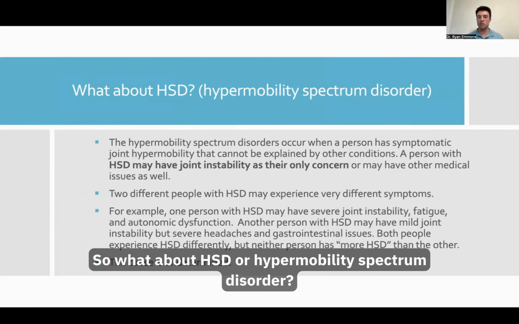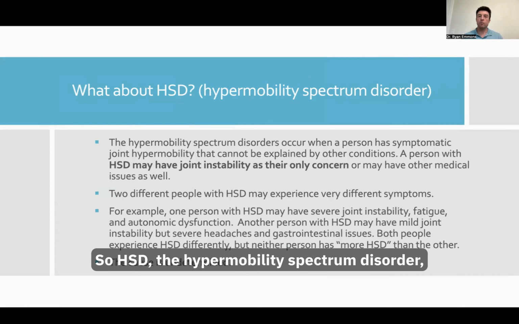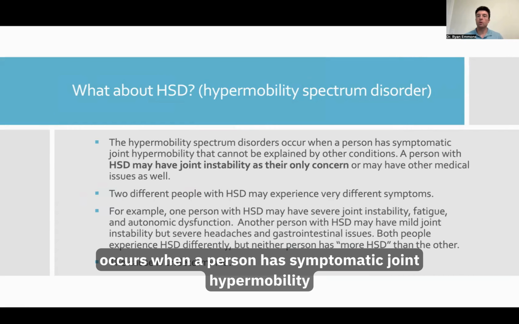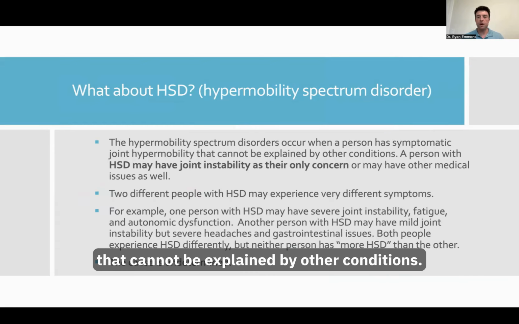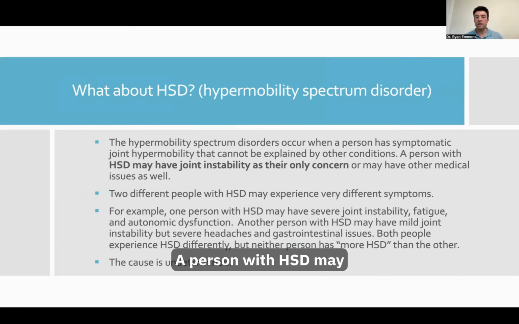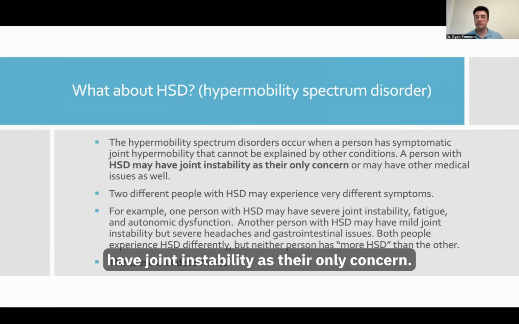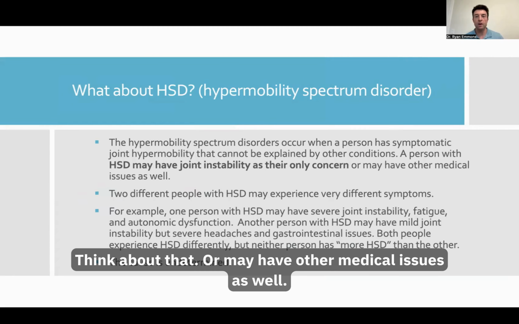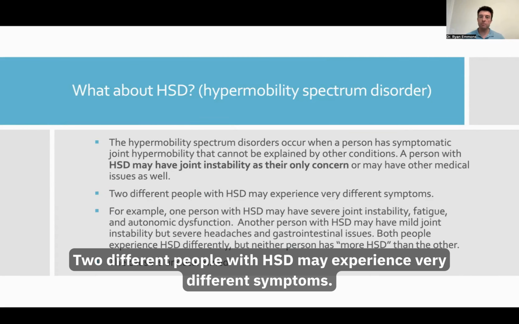So, what about HSD, or hypermobility spectrum disorder? HSD occurs when a person has symptomatic joint hypermobility that cannot be explained by other conditions. A person with HSD may have joint instability as their only concern. Think about that. Or may have other medical issues as well. Two different people with HSD may experience very different symptoms.